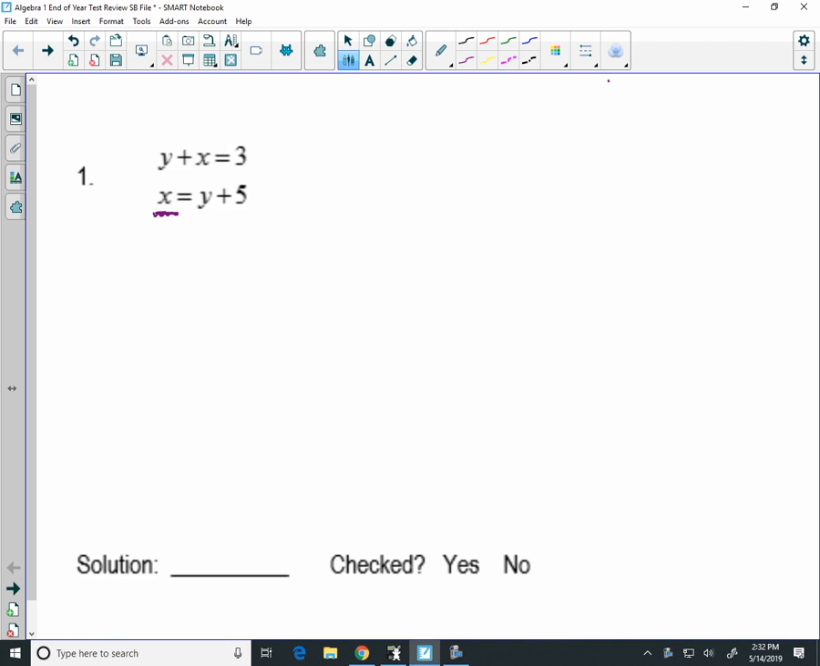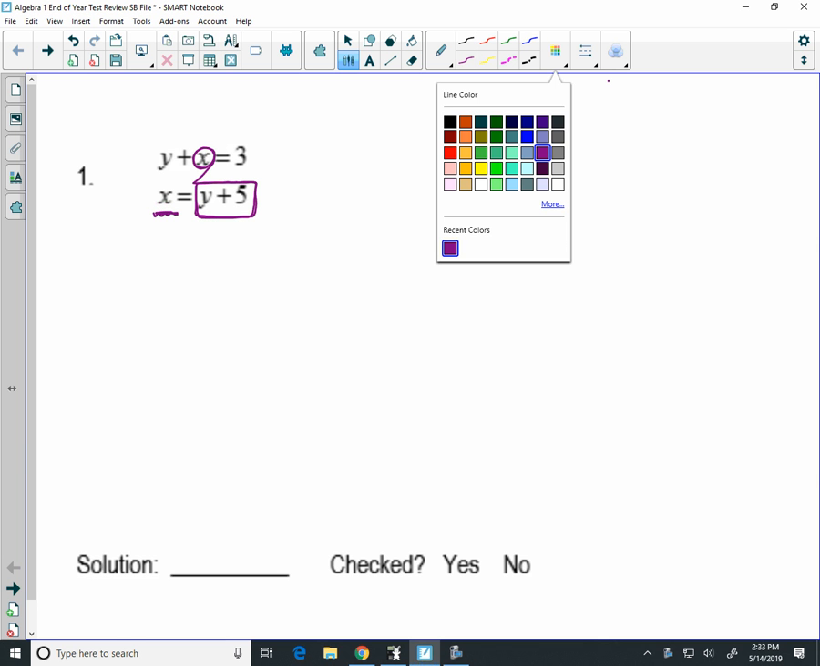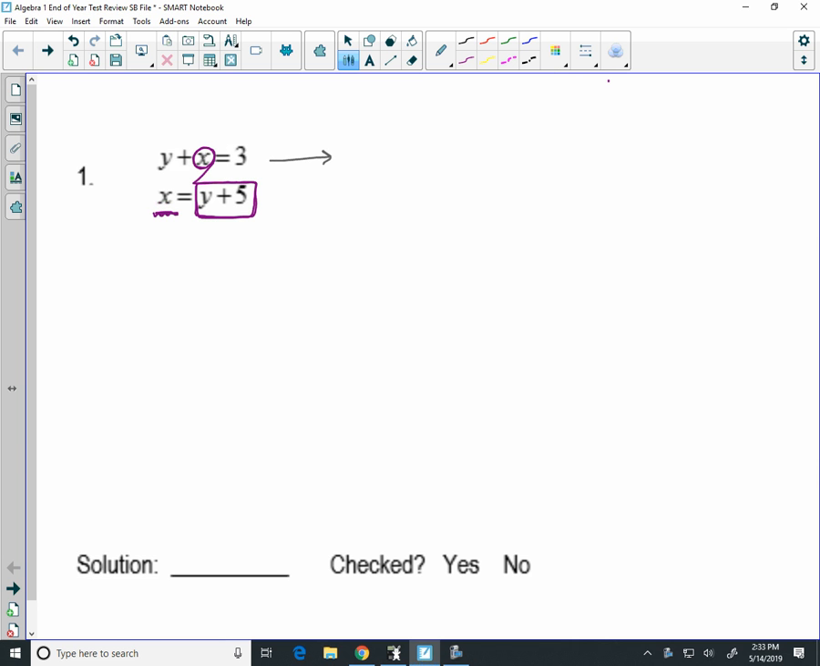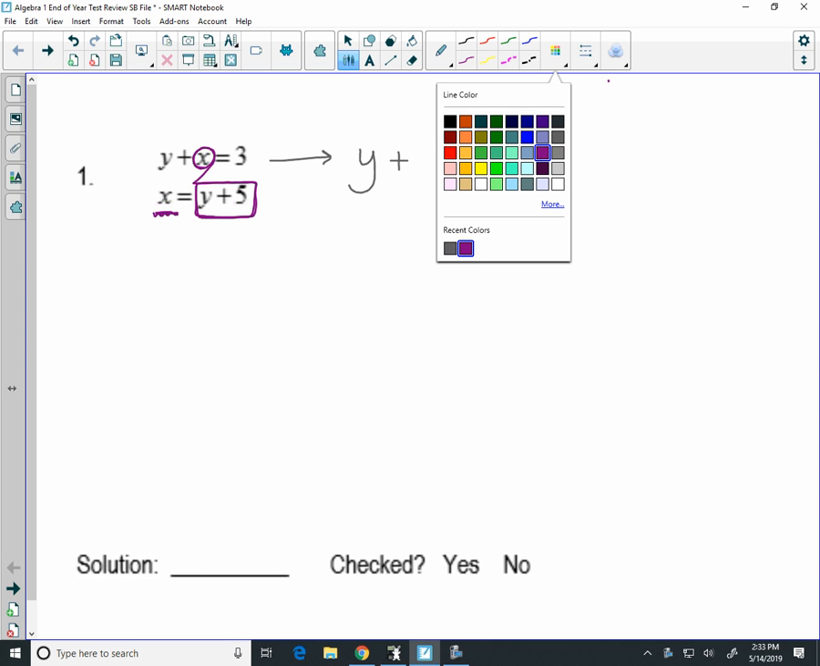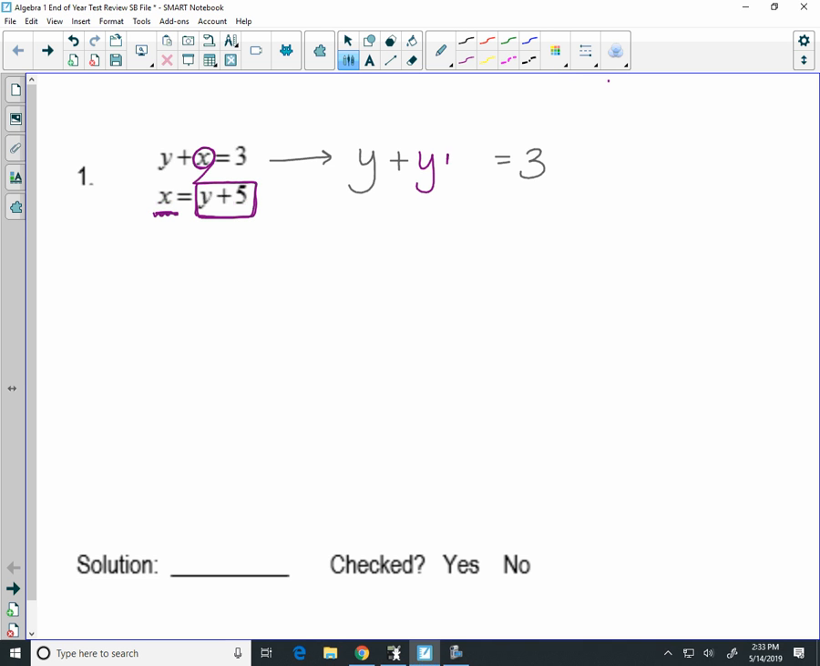So here, x is the same as y plus 5. That means I'm going to take y plus 5 and put it in for x in the other equation. That other equation is not going to change, so I'm going to have the y, I'm going to have equals 3. But now, instead of x, I have y plus 5. And now I can solve.